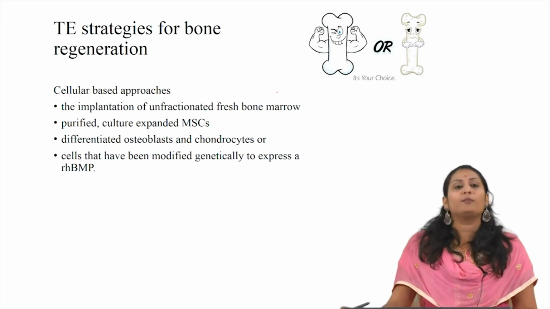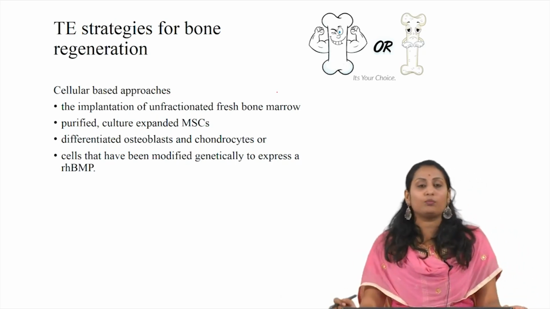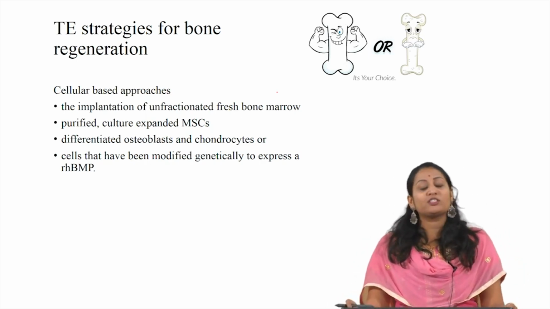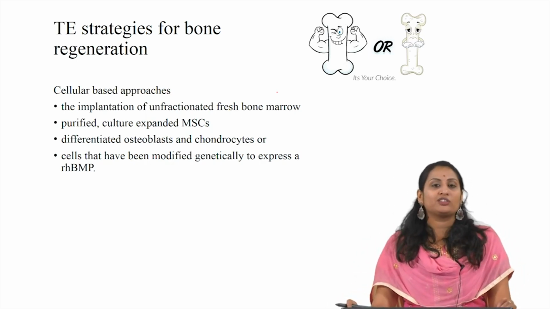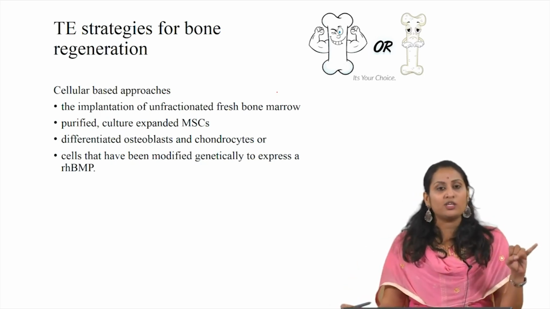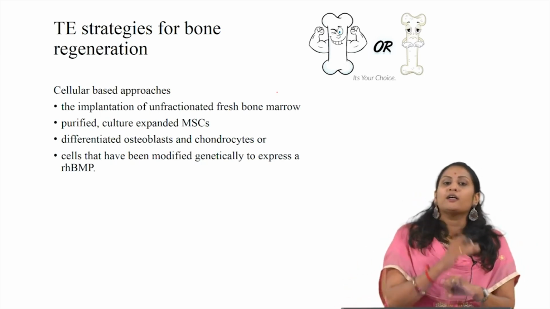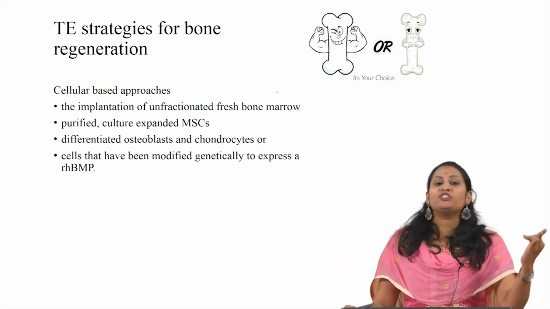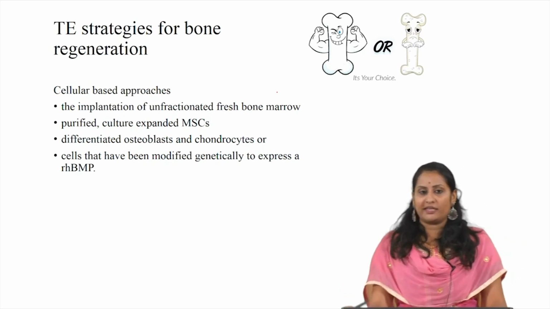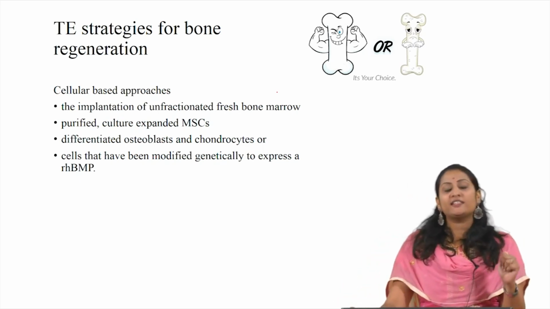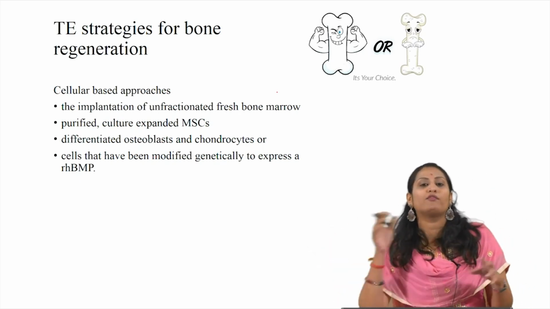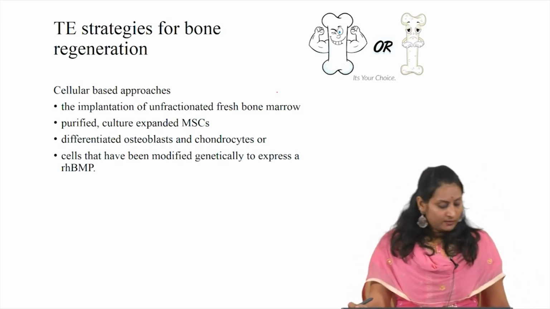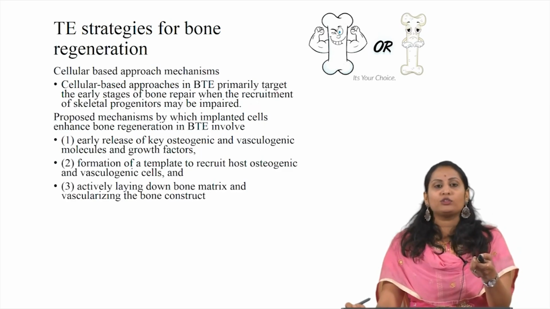There are 4 ways. These are the first proposed cellular based approaches. Implantation of unfractionated fresh bone marrow is the first approach, the second one is purified, culture expanded mesenchymal stem cells, the third one is differentiated osteoblasts and chondrocytes, and the fourth one is cells that have been modified genetically to express recombinant bone morphogenetic protein. So we will look into the first approach.